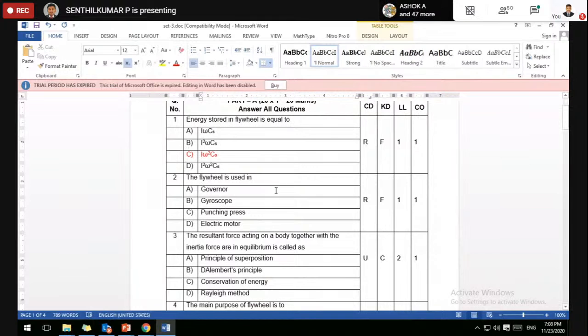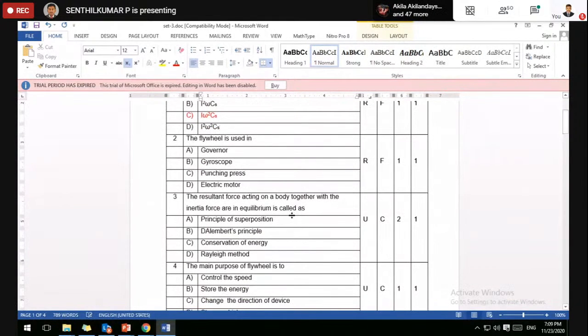Then, second question: a flywheel is used in governor, gyroscope, punching press, electric motor.